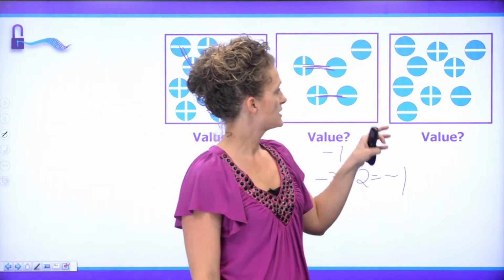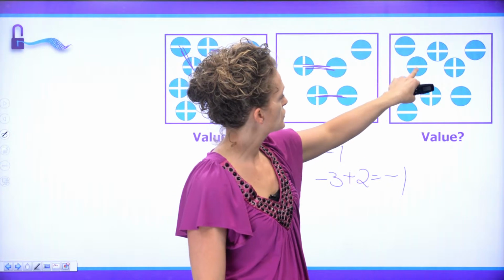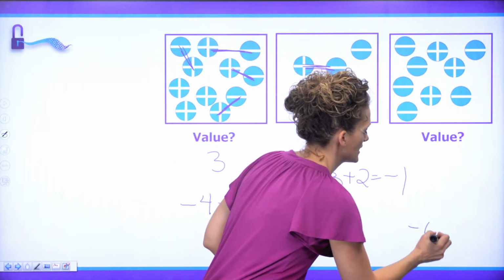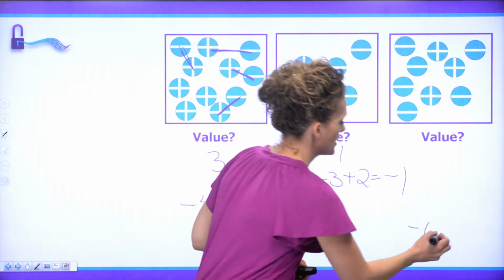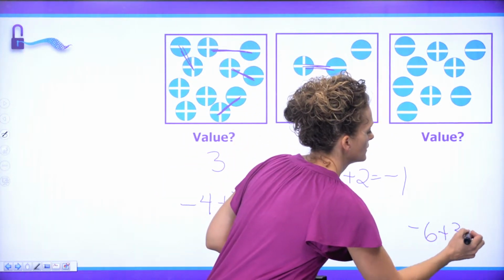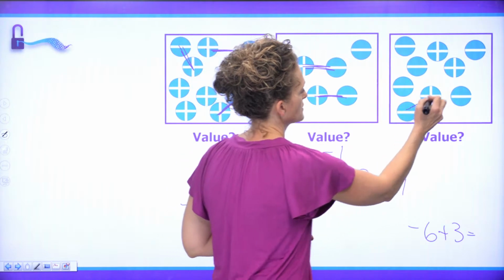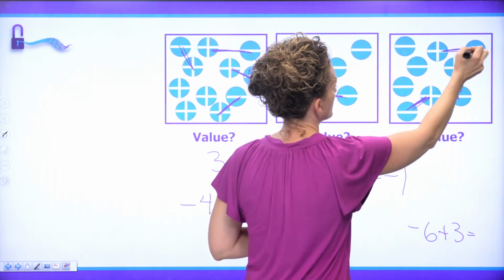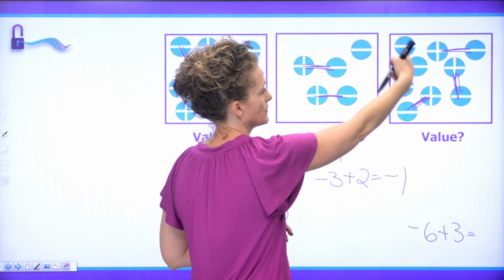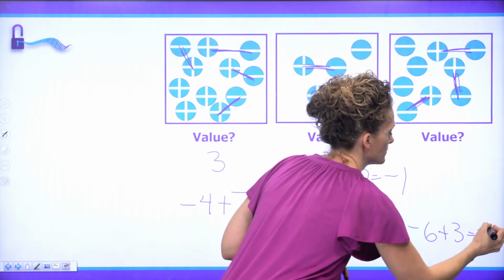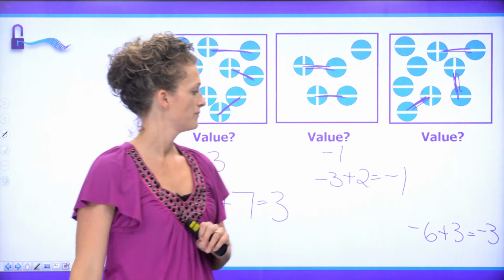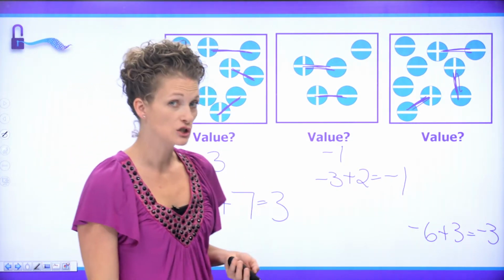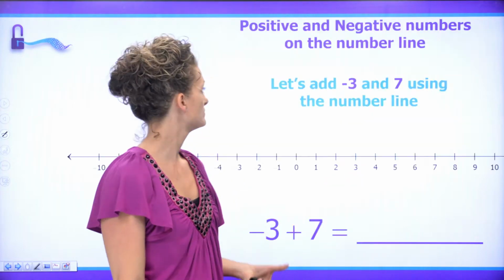Last but not least, we have 1, 2, 3, 4, 5, 6 negatives. So I'm going to go ahead and I'm just going to write that down here. And I have 3 positives. Well, let's join our neutral pairs. And I have 3 negatives left. So we have just mathematically modeled adding integers.